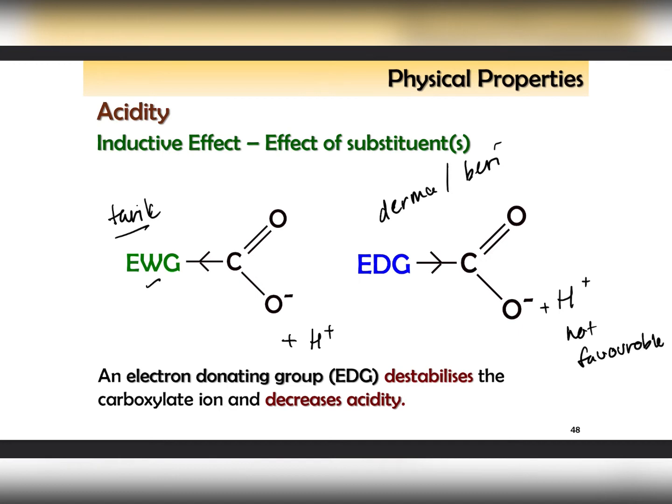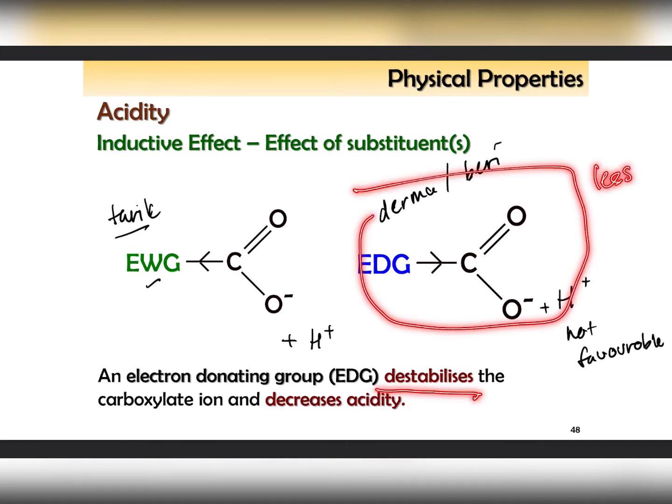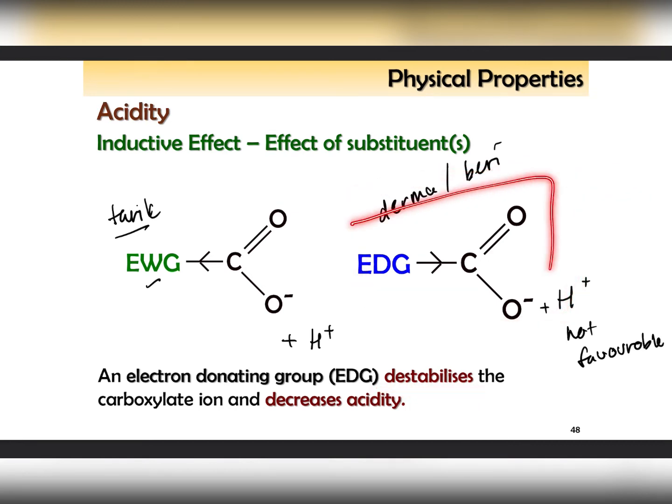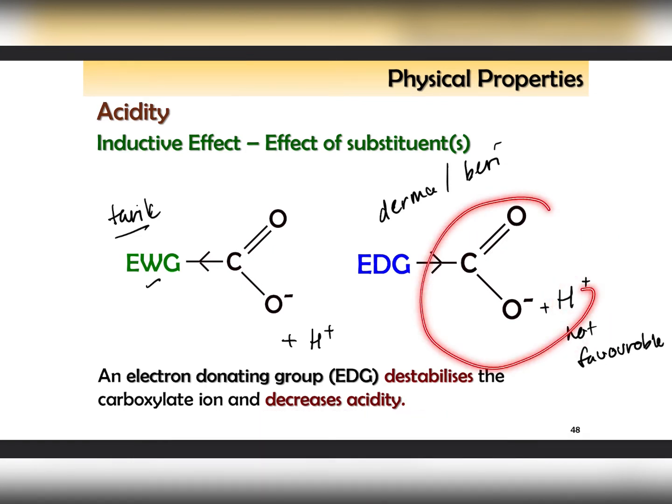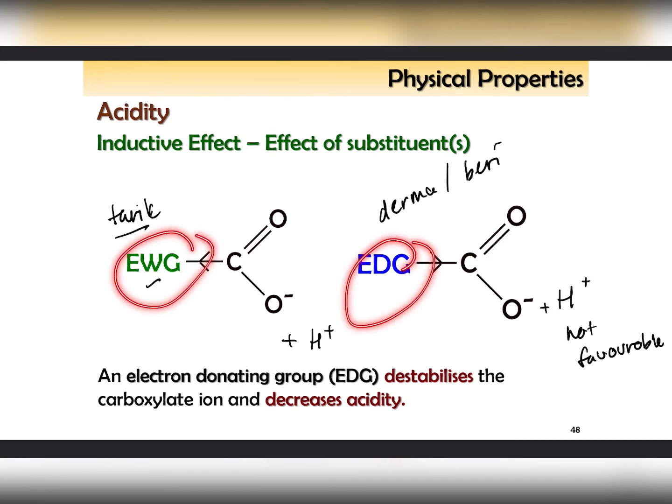Okay, sebab because of this electron donating group, it will destabilize, dia membuatkan this carboxylic ion less stable to form, and bila it is not favorable to form this carboxylic ion, that means H plus ion pun tak banyaklah dihasilkan. It's just very low amount of H plus ion. That is why dia akan decrease the acidity of with this carboxylic acid yang ada EDG attached to it. Okay, so now boleh beza EWG dengan EDG.